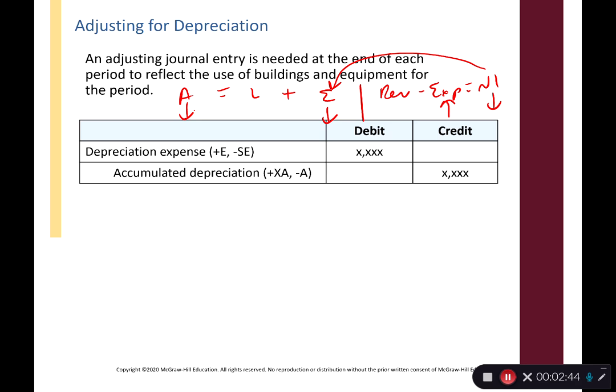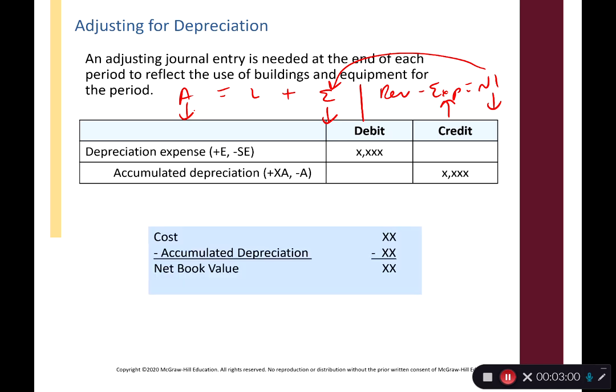Remember, we don't want to credit the equipment, which would make sense because we're using up the equipment or the long-term asset, but we use the accumulated account so we can track the amount that we've used up separately from the original purchase price. The cost less the accumulated depreciation gives us what's referred to as the net book value. That's the amount of the asset that's left over and hasn't been used up. The cost is what we originally paid. The accumulated is what we've used up over time, and the net book value is what's left over.